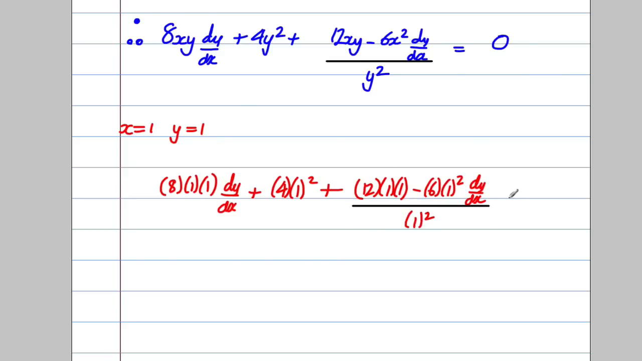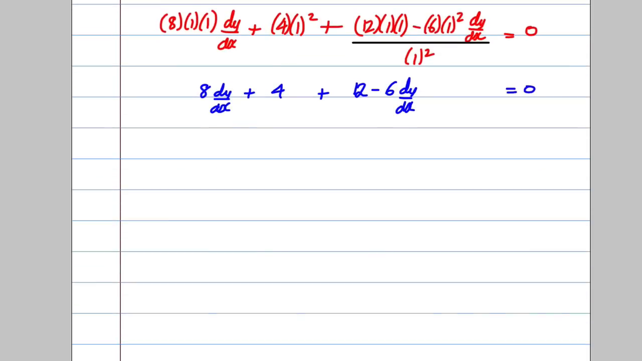And all of that would be equal to 0. Now the reason this is preferable is this will tidy up nicely. Let's have a go at showing that. 8 multiplied by 1 multiplied by 1 is just 8 dy by dx plus 4 multiplied by 1 squared is just 4 plus here we've got 12 multiplied by 1 multiplied by 1 is 12. Take away 6 dy by dx all over 1. So that's just 12 subtract 6 dy by dx is equal to 0.